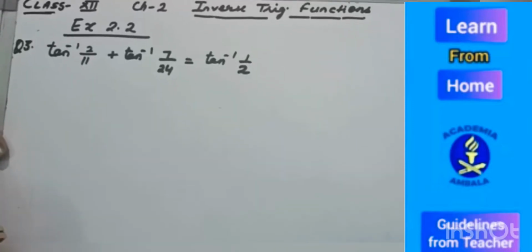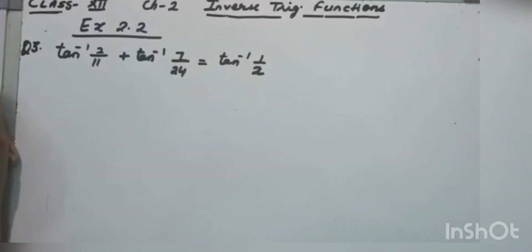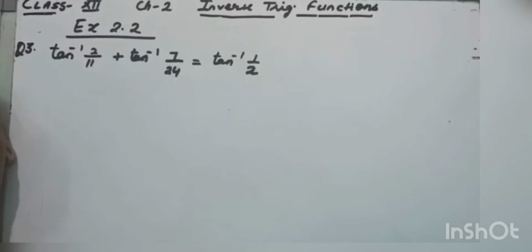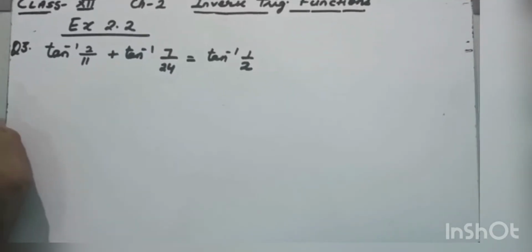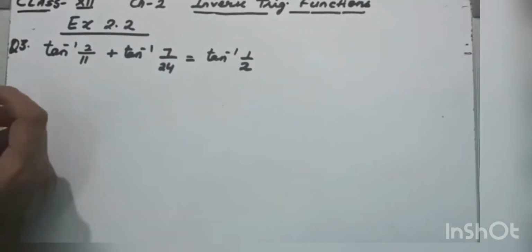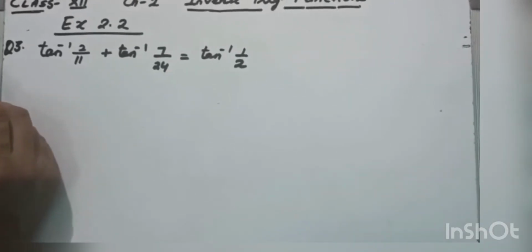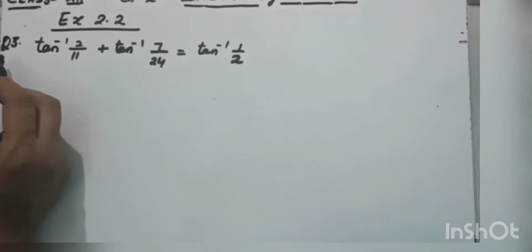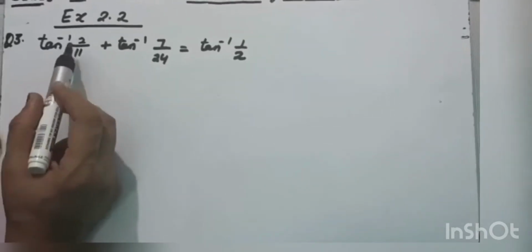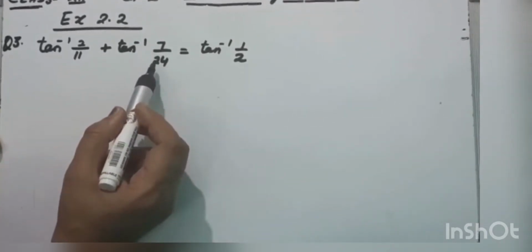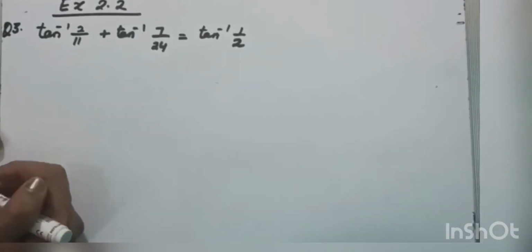Good morning, student. After understanding the properties of inverse trigonometric functions, now in this video we will discuss questions from exercise 2.2 NCERT. Questions number 1 and 2 I had already explained in the previous video. Now we come to question number 3. Tan inverse 2 by 11 plus tan inverse 7 by 24 is equal to tan inverse 1 by 2.